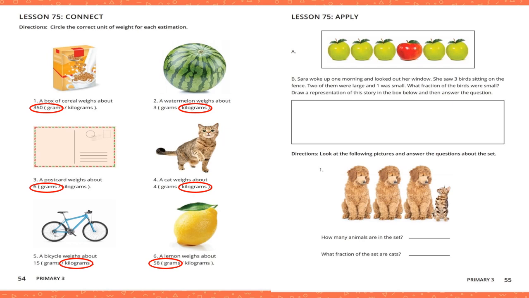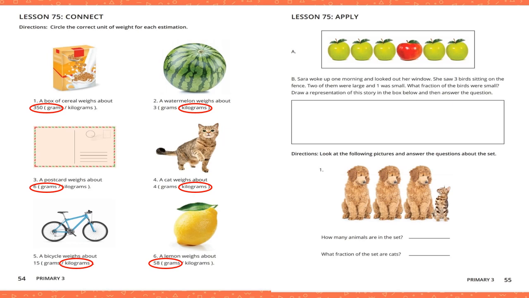This set of apples, how many apples in it? 1, 2, 3, 4, 5, 6. So the total objects are 6. And the one item of this set is 1 over 6.